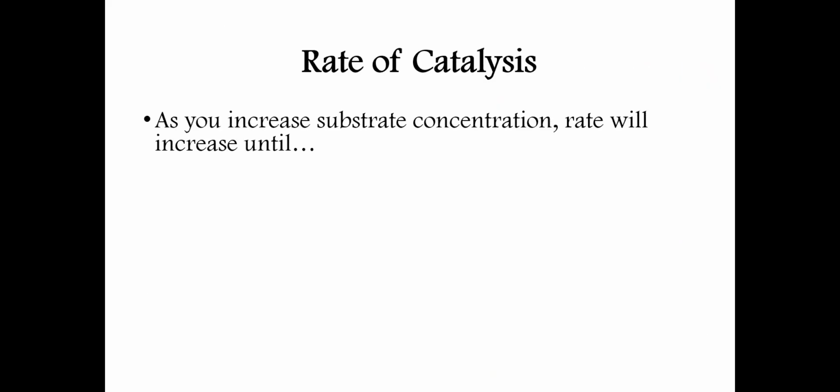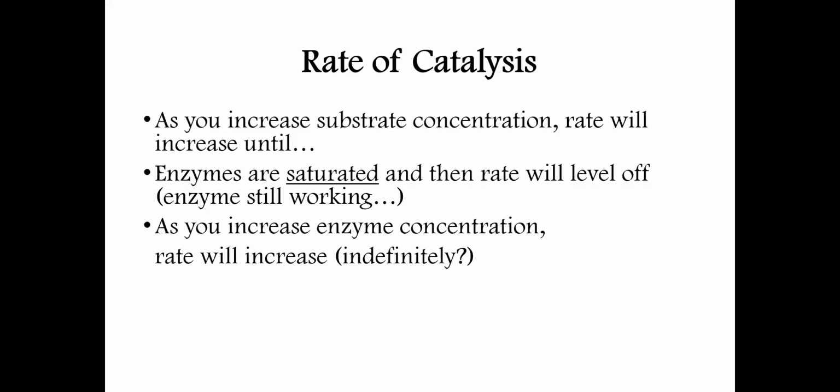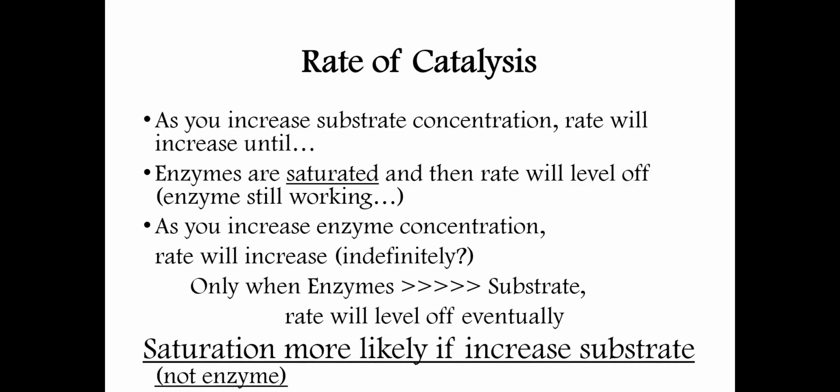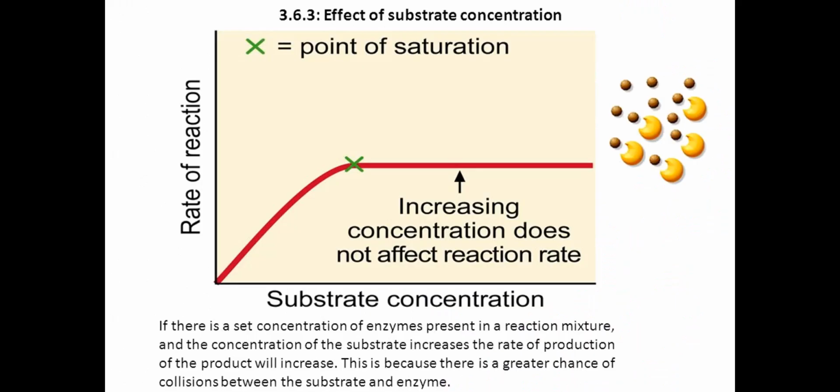Rate of catalysis: as you increase substrate concentration, the rate will increase until the enzymes are saturated, and then the rate will level off. Saturation is more likely if you increase substrate. When you increase the enzyme level, these 20 reactions occur in 1 second with 20 enzymes.